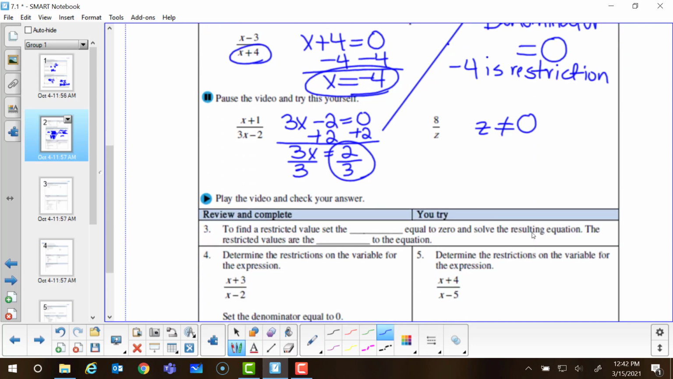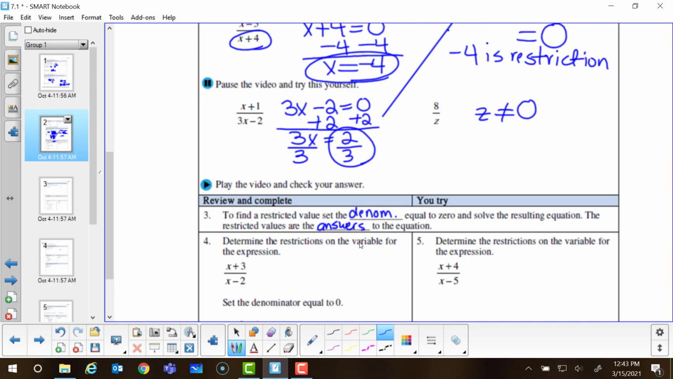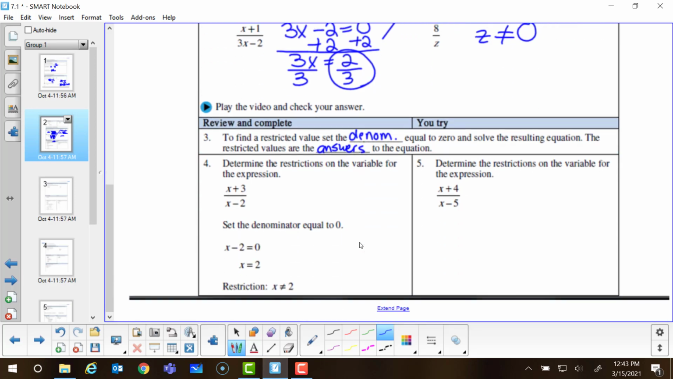So to find a restricted value, set the denominator equal to 0 and solve the equation. The restricted values are the answers, or you can call it solutions, either one, to that equation. So here's another one you can try where you've got x minus 5 on the bottom.